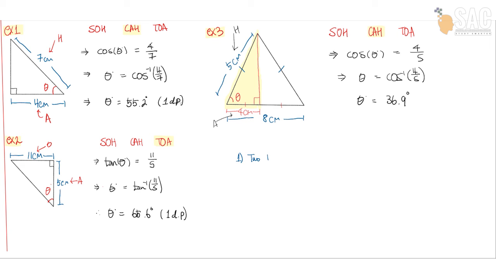So let's summarize what we learned today. In order to find a missing angle in a right-angled triangle using SOHCAHTOA, first we need two side lengths. Second, we have to label the side lengths as either A, O, or H. And we have to use the correct trig ratio, either SOH, CAH, or TOA, and we have to solve for theta using inverse trigonometry.